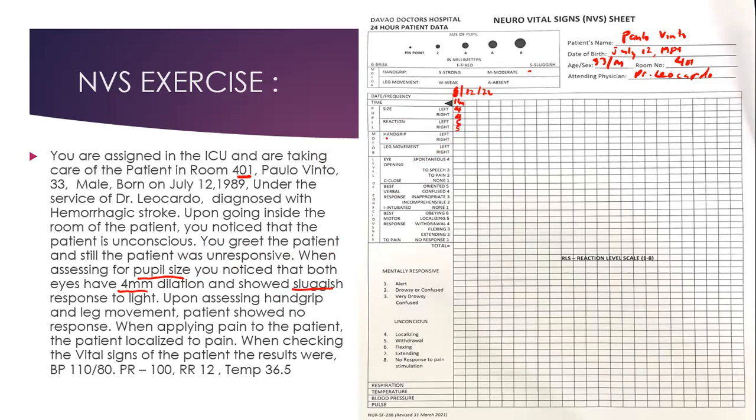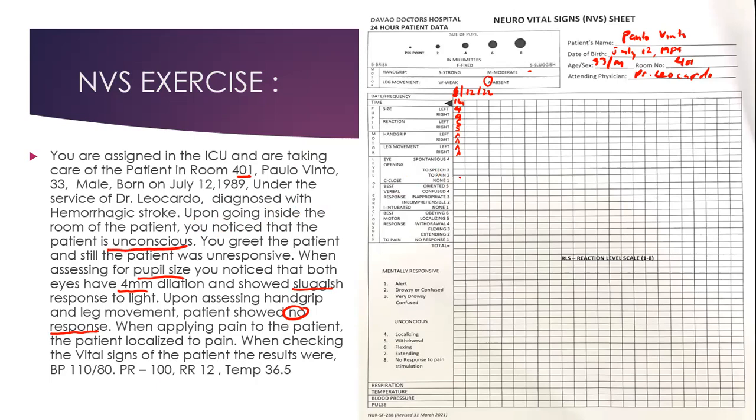S. Then, hand grip. Ano daw ang hand grip at leg movement? Showed no response. So, anong isusulat? You have your A for absent. So, lagyan dito A, A, A, A. Now, eye opening for the GCS. Ano ba yung eye opening niya? 4, 3, 2, or 1? So, sulat nyo. Anong eye opening? So, when you're going inside, you notice the patient is unconscious. Therefore, it is none. Diba?